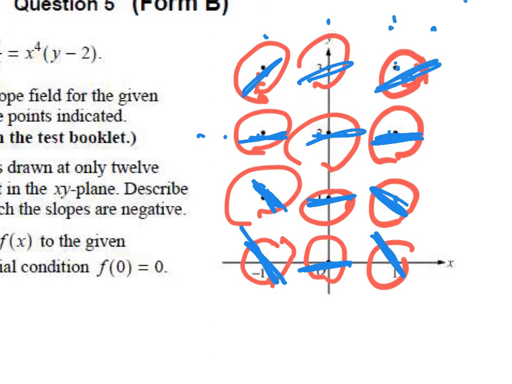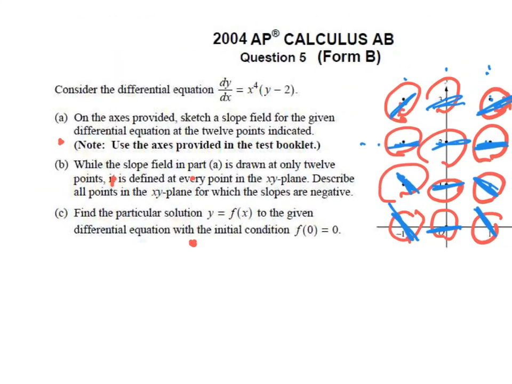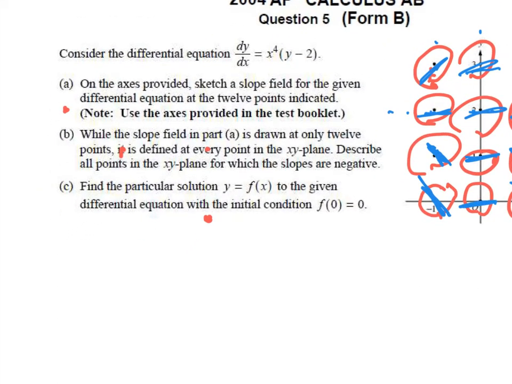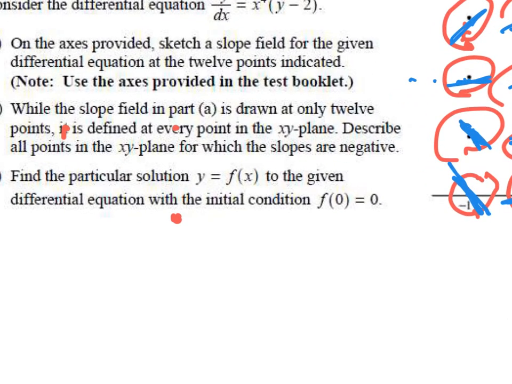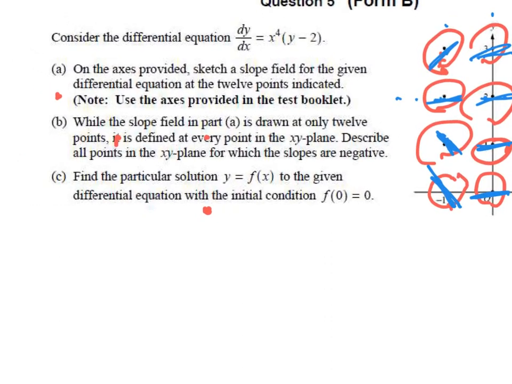All right, so if you look at it, you can see that there's some pattern in there. You can see that there's these flat ones, and I think all of these were flat. So you'd probably only get like 2 or 3 points for all that. B, while the slope field in part A is drawn only at 12 points, it is defined at every point. In other words, you can use any x's you want.